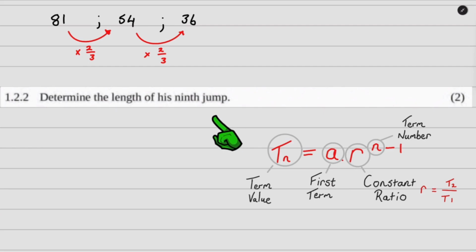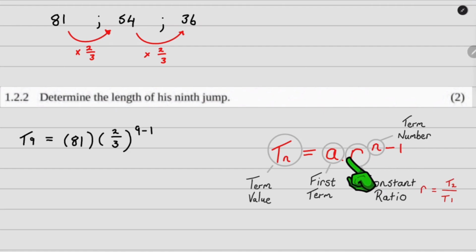A is the first term, which is 81. And our ratio is the 2/3. So I'm going to chuck those 3 guys in here and it'll pop out the 9th term for me. So I'm going to do the substitution quickly. Okay, and then as you know, brackets bless our lives. So I always use brackets in place for my substitution. It always helps. Okay, if it's only worth 2 marks, this is going straight in the calculator.